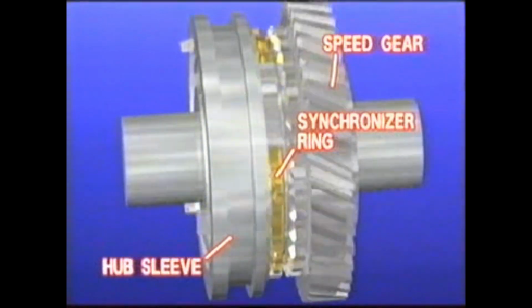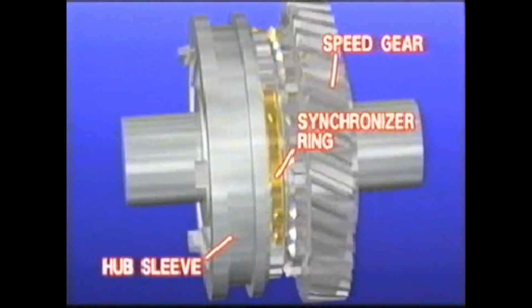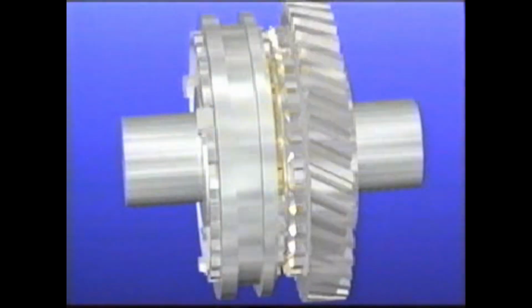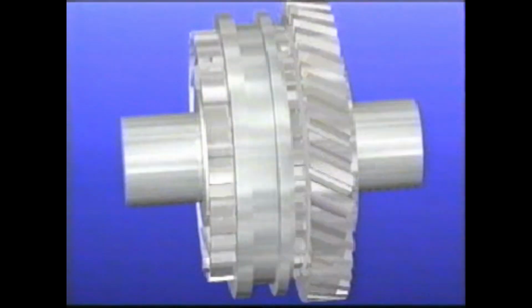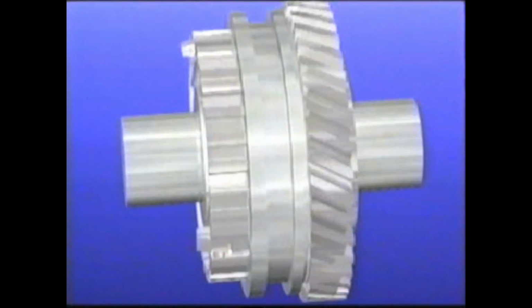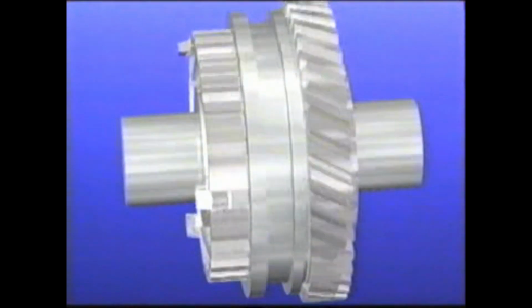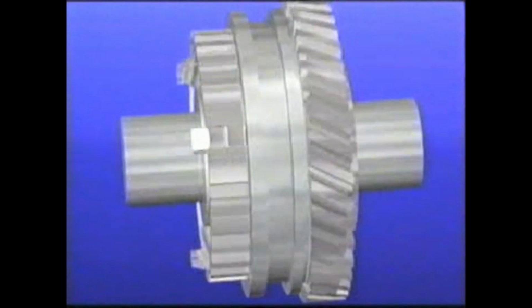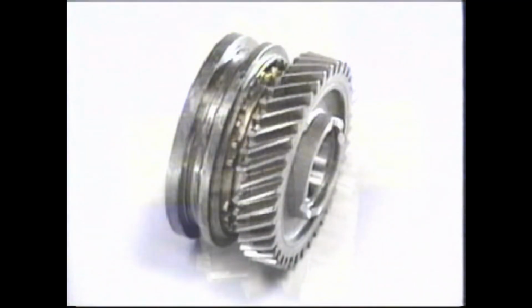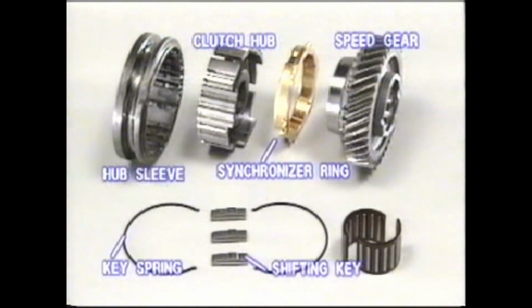The synchromesh mechanism was designed to bring the two working gears closer to each other, using friction to synchronize their circumferential rotational speeds to achieve easy meshing. Here is an explanation of the functions of the key-type synchromesh, widely used in Toyota vehicles. The component parts of the synchromesh mechanism are the hub sleeve, clutch hub, key spring, and synchronizer ring.